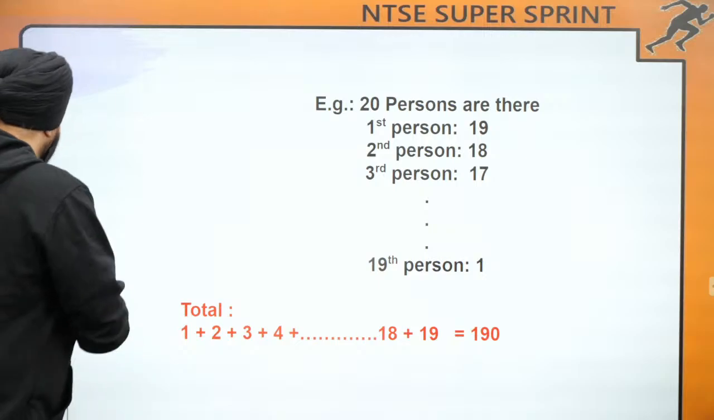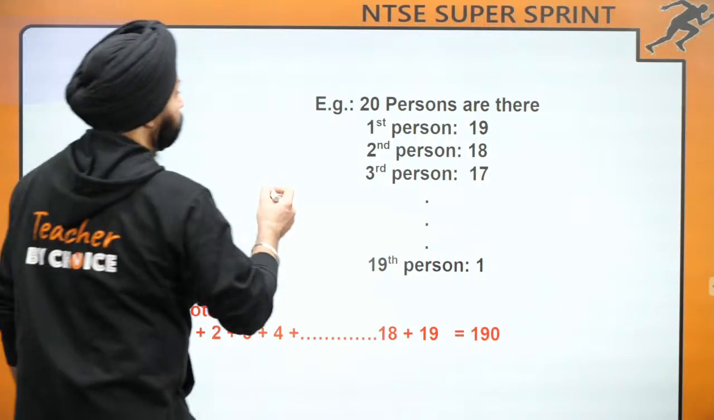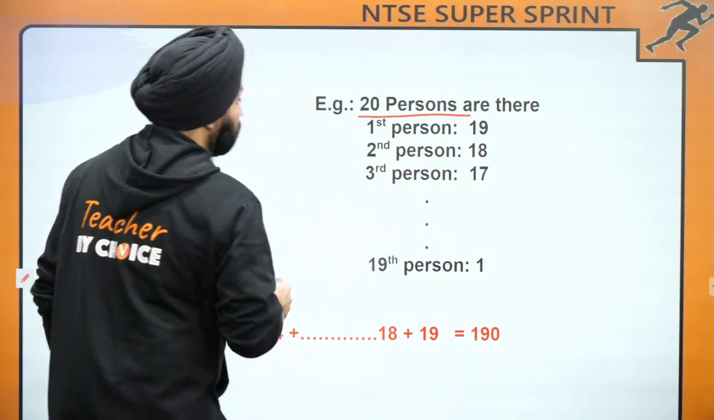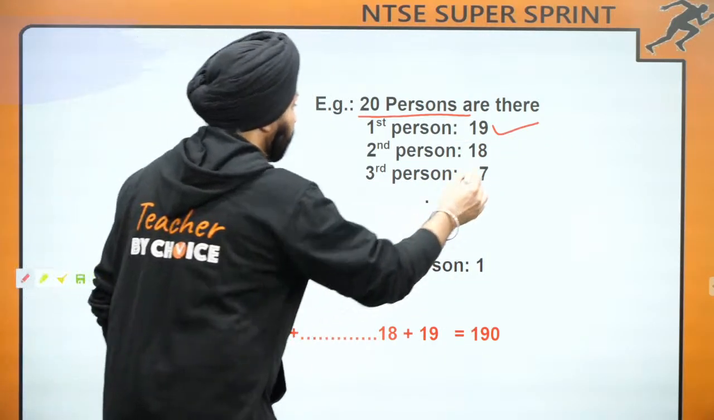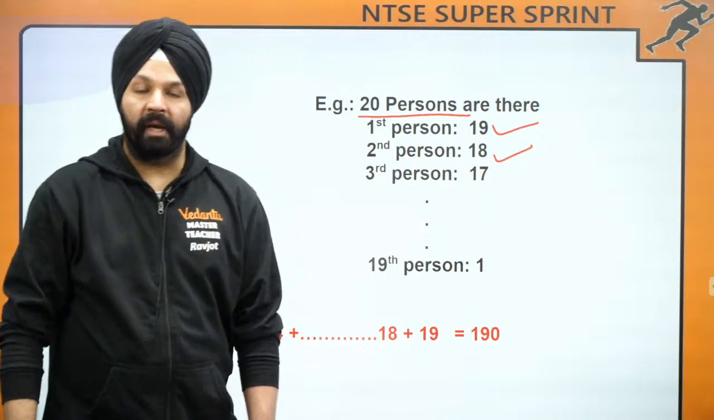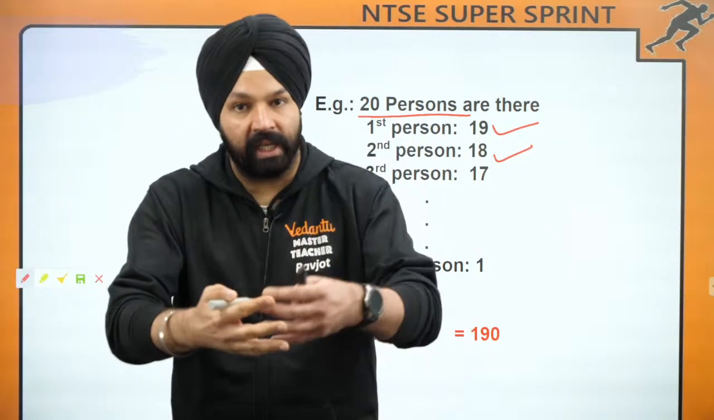So let's consider an example of 20 persons. Let's suppose 20 persons are there. The first person will shake hands with 19. The second person will shake hands with 18. Why 18? भाई, पहला वाला बंदा दूसरे बंदे से हाथ मिला चुका है.